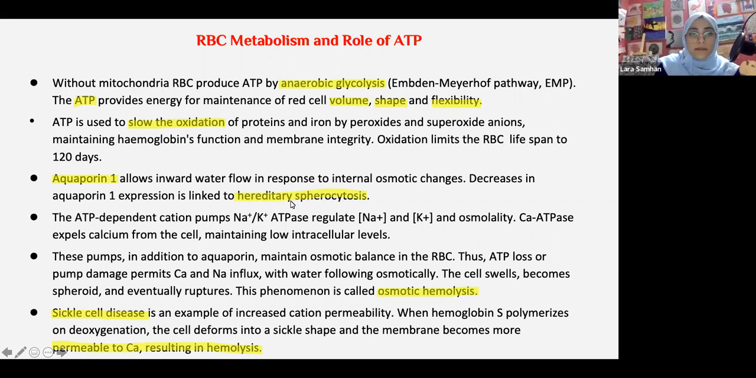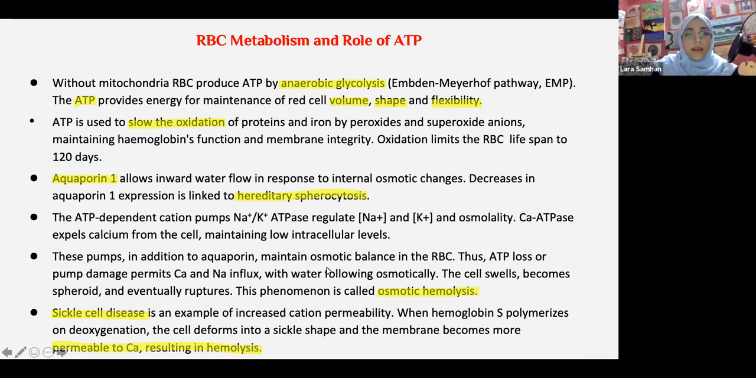And this happens because we have a decreased expression of aquaporin 1. Okay, so basically the RBC, as we said, gets its ATP by the process of anaerobic glycolysis. Each glucose molecule in this pathway produces 2 ATP. Now, why is this ATP important? Because we need it for the Na-K ATPase channel and for the calcium ATPase. Why is this important? So that we maintain the normal RBC shape, which is a biconcave shape.